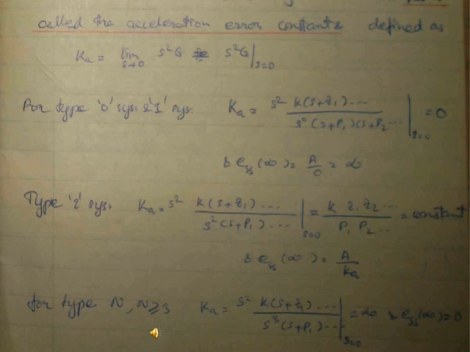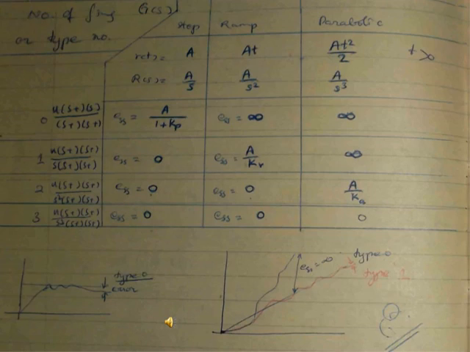We can draw the graph diagram, the table. In this case, we can see a step function, ramp function, and a parabolic function. For the step function, r(t) is equal to A, the ramp function is At, and the parabolic function will be At squared by 2. And this is for the time domain. For the frequency domain, for the step function, R(s) is equal to A by s, the ramp function A by s squared, and the acceleration function is A by s power 3.